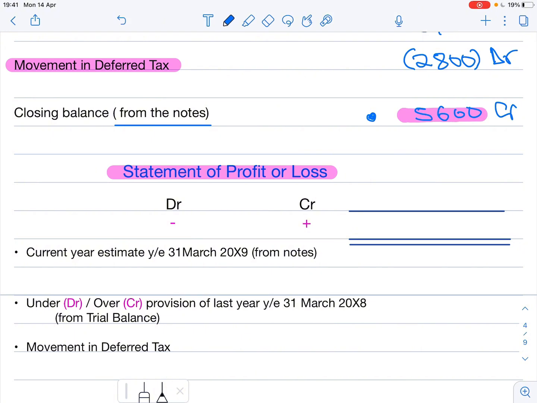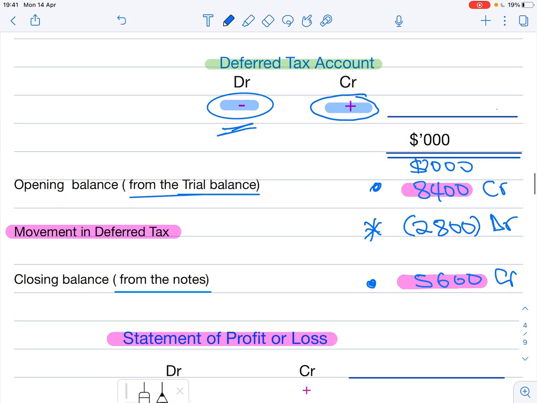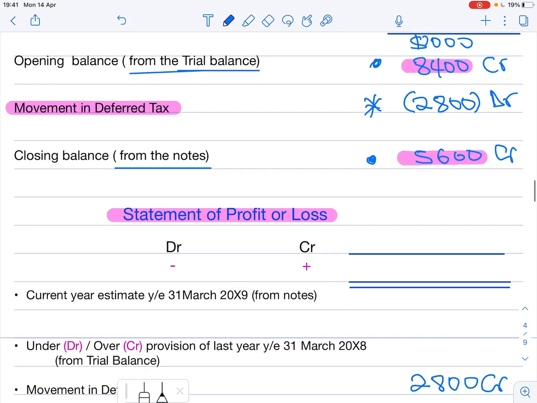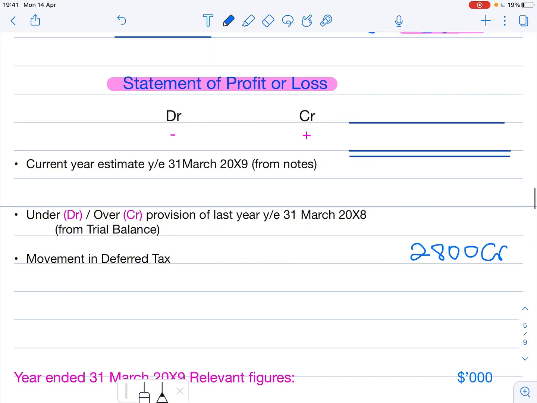So I will give it to this. So it's going to be 2,800. That means the 2,800 that you see here as a debit, its credit entry will come to the statement of profit or loss account. So the debit is in the deferred tax account, and then the credit is in the statement of profit or loss account. So I'm hoping this 2,800 is not a problem for us to pick.